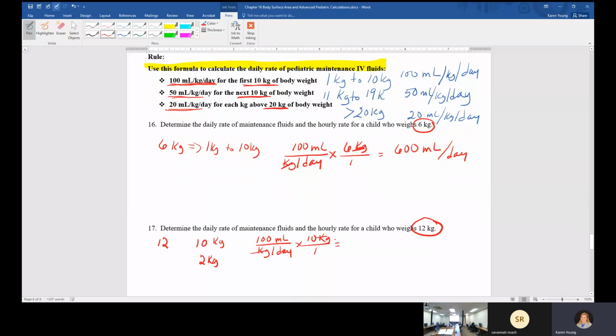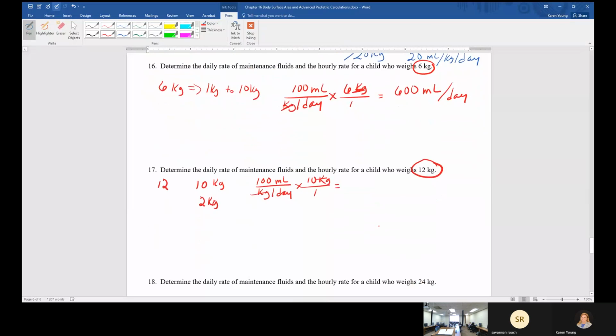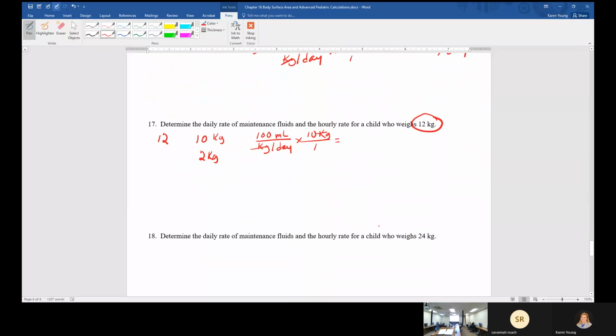Can you push the paper up some so we can see it, please? Okay. Is that better? Yes, ma'am.